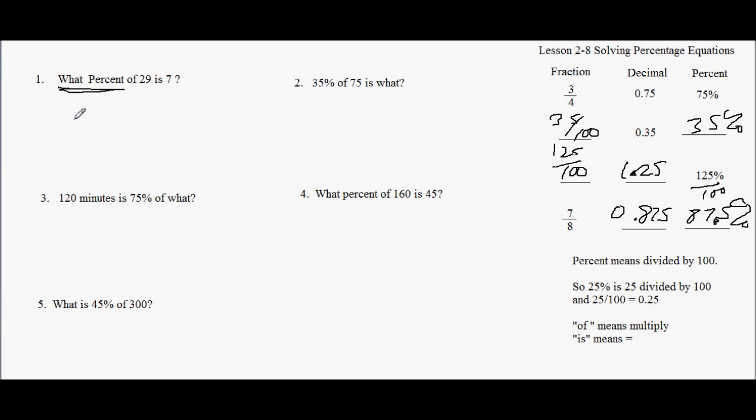So, what percent? Well, that's x over 100, because I don't know what it is, but I know what percent means: over 100. And of means multiply. And 29 is 29, and is means equal to 7. So, remember we just did solving proportions? Well, this really looks like a proportion, doesn't it? So, what if I divided both sides by 29? If I divide both sides by 29, this gets divided by 29. This goes to 1, right? This essentially goes bye-bye.